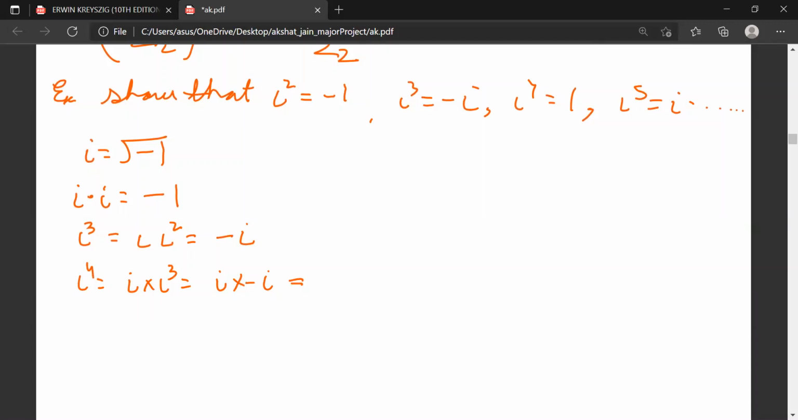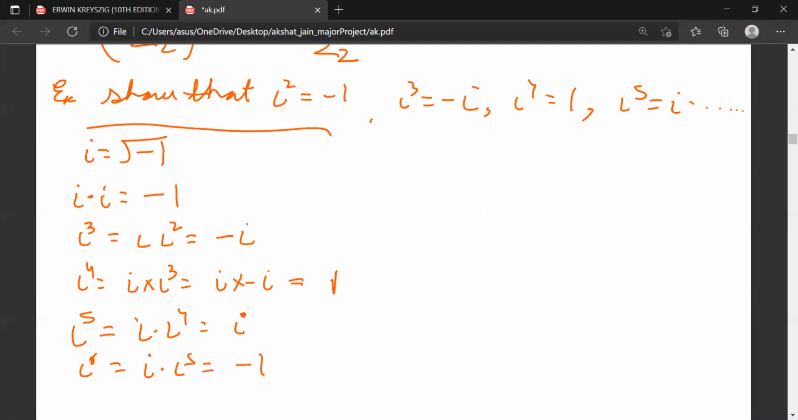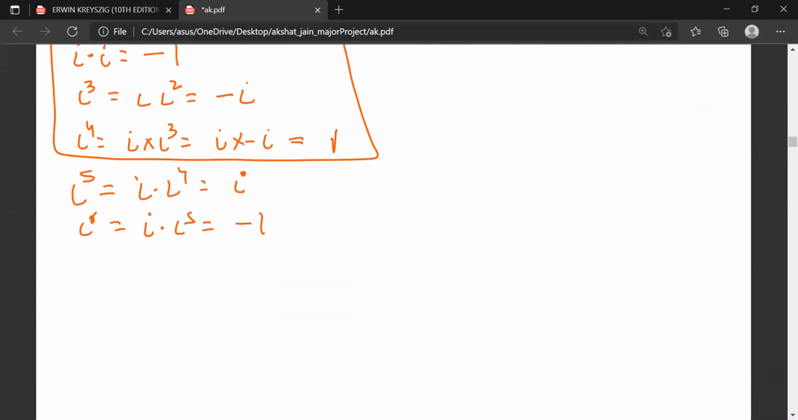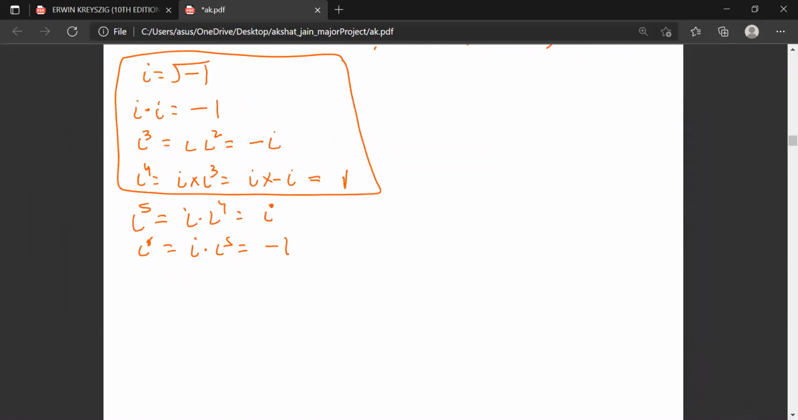And iota 4, I can write as iota into iota cube, that is iota into minus iota, which equals 1. Then iota 5 equals iota into iota 4, that is again iota. Then iota 6 is iota dot iota 5, that is iota into iota, minus 1. I see that after 4 terms the values repeat: i to the power 1 is this, i square this, i cube this, i to the 4 this. After this, it starts repeating the same values. So this is a good property of iota also.